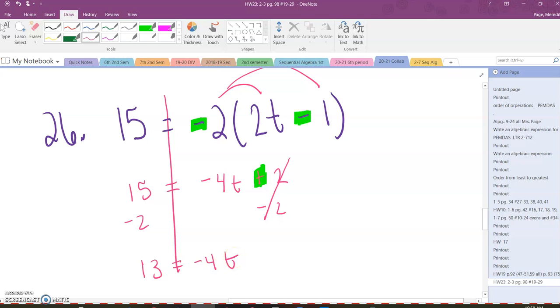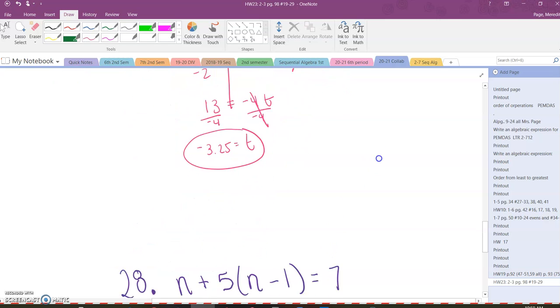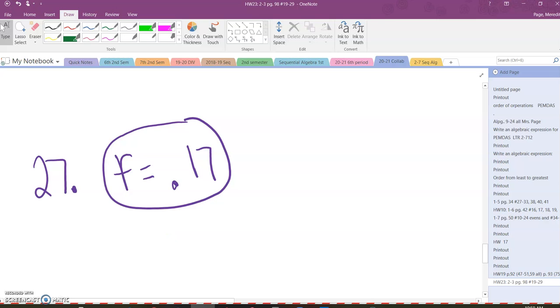Now I'm left with 13 equals negative 4t. So that's negative 4 times t, so the opposite is to divide. So you're going to divide both sides by negative 4. Cross out the 4's. T is equal to 13 divided by negative 4, which is equal to negative 3.25. Okay, moving on. 27, we're not going to do together, but you're going to do that on your own. You should get 0.17 for F is equal to.